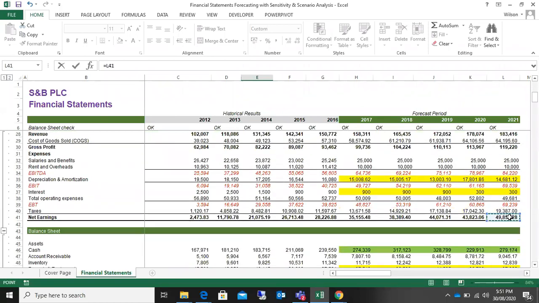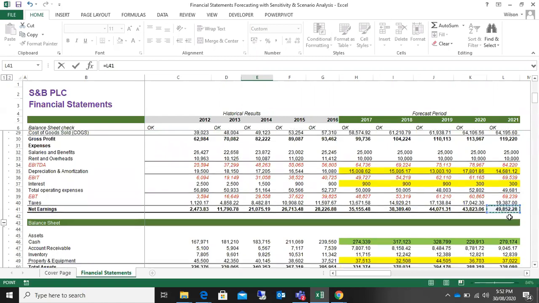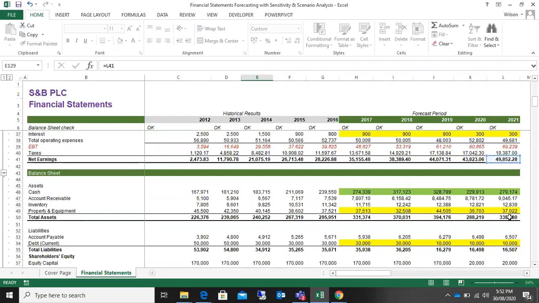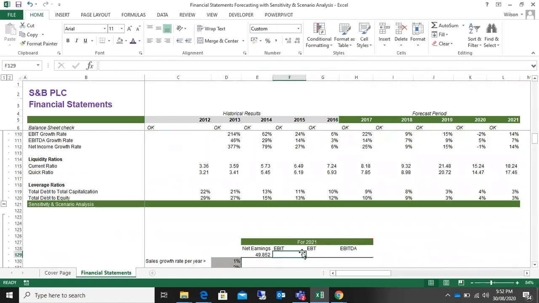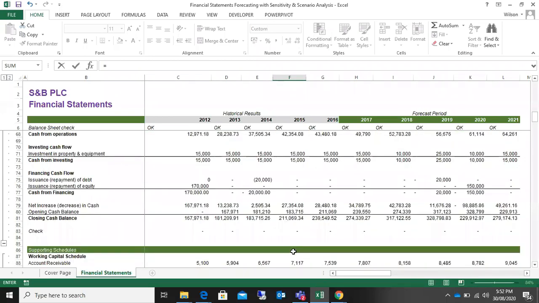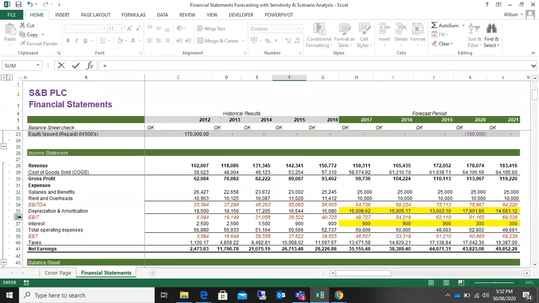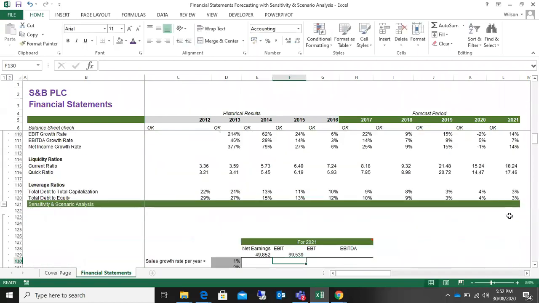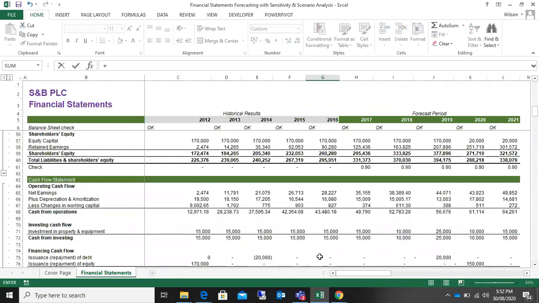So I'm picking net earnings for 2021. You can see what I'm doing. I go up and pick net earnings for 2021 and I press enter, right? Now I go to earnings before interest and tax. I say equal to. I go up and pick earnings before interest and tax. I come and select this for 2021, right? Now I come here and say earnings before tax for 2021 as well.